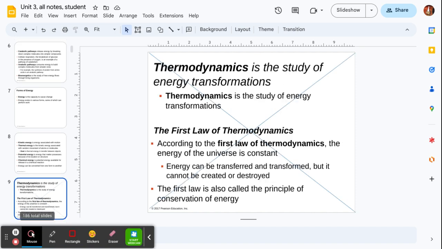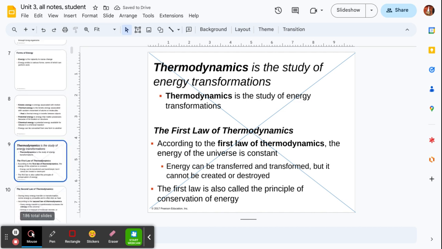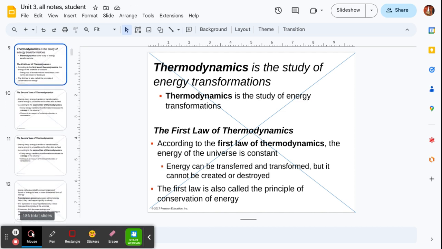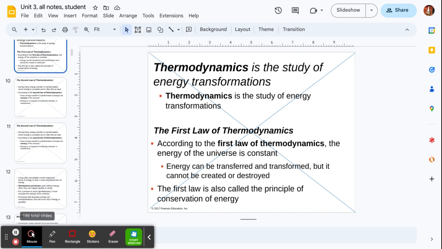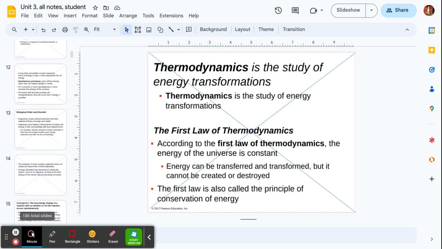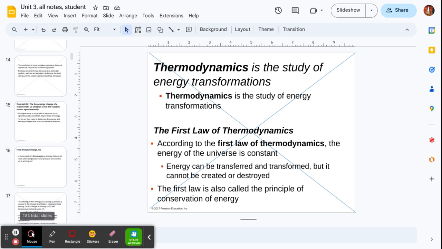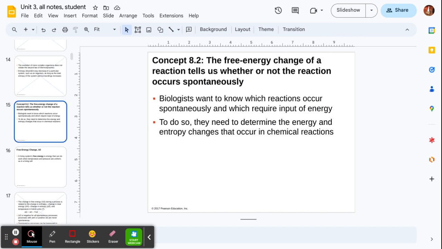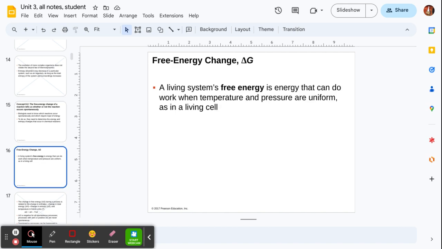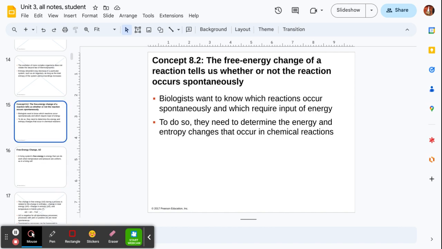Okay, thermodynamics, which is X'd out. I know, I went ahead and copied it anyway, but we don't actually have to talk about thermodynamics anymore, which I'm kind of glad for. Which means we can continue on and talk a little bit about free energy.